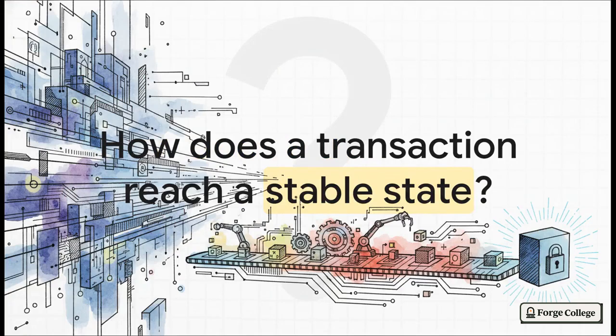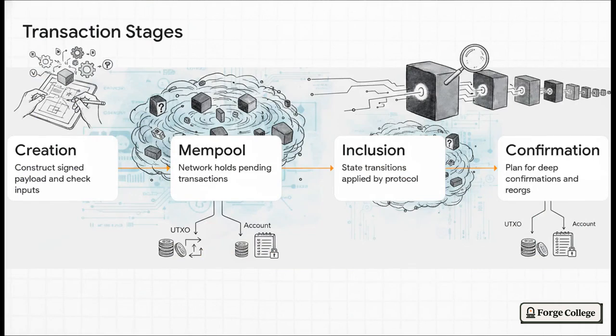Which naturally brings us to probably the most practical question for any developer building in Web3. How does a transaction actually move from its initial creation all the way to a stable, finalized state? It's time we transition from all these cool theoretical concepts into the practical, nitty-gritty engineering assembly line. Let's look at how this lifecycle actually plays out in the real world. We can essentially map out the entire life cycle of a single interaction into four distinct stages.